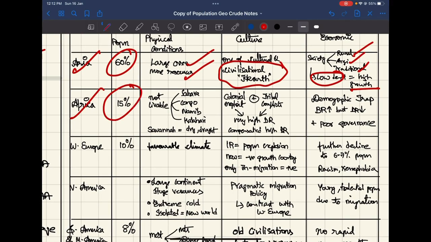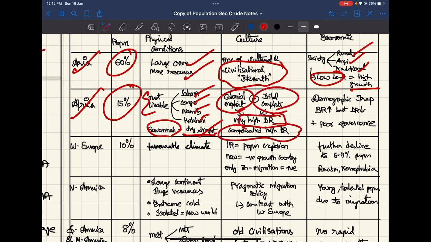Africa has 15%. Much of it is not livable, like Sahara, Congo, Namibia, Kalahari. Savannah is dry and has droughts. It has colonial exploitation and tribal conflicts, therefore very high death rate. But this is compensated due to high birth rate. Soon there will be a demographic trap in Africa, because death rate will keep falling, but birth rate won't fall. Combine that with poor governance, there will be many problems in Africa.